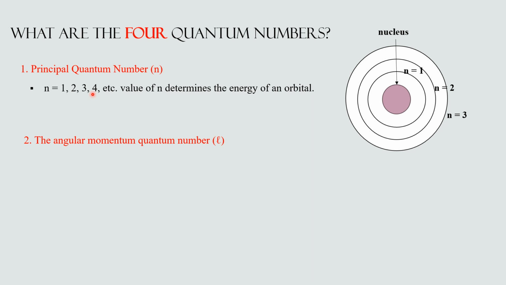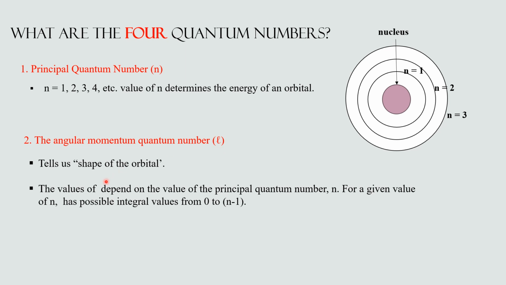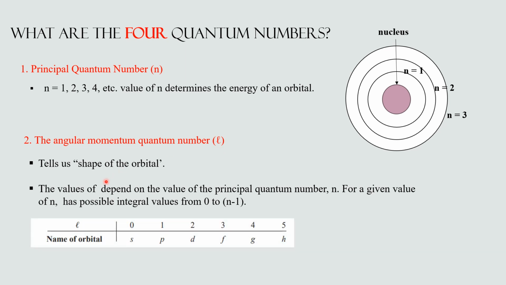Second quantum number is angular momentum quantum number. The symbol is Greek lowercase l. It tells us the shape of the orbital. S orbital l value is 0, p orbital l value is 1, d orbital l value is 2 and so on. The values of l depend on the principal quantum number n. For a given value of n, the possible values for l are from 0 to n minus 1. So lowest value always starting from 0 up to n minus 1.